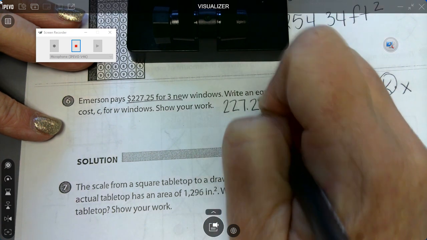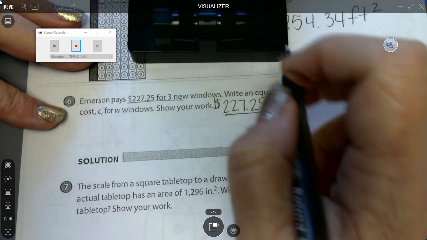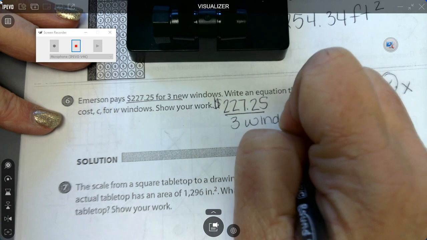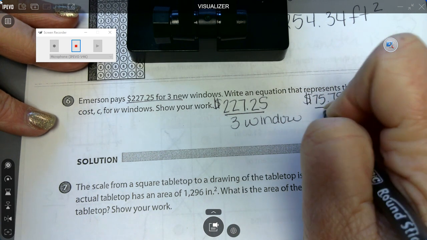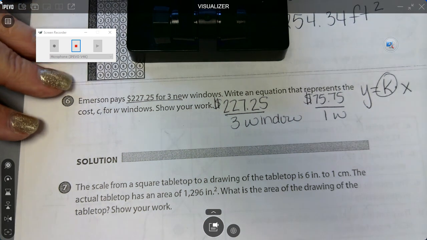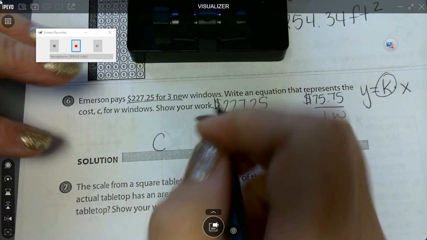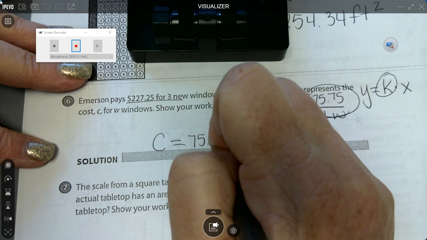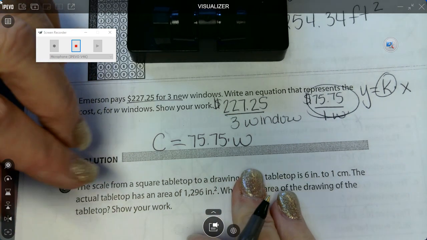227.25 divided by 3. All right, we're going to divide the money by windows. And when you do that, you find out that it's $75.75 for every one window. So our cost, C, equals $75.75 for every window. There's your equation.